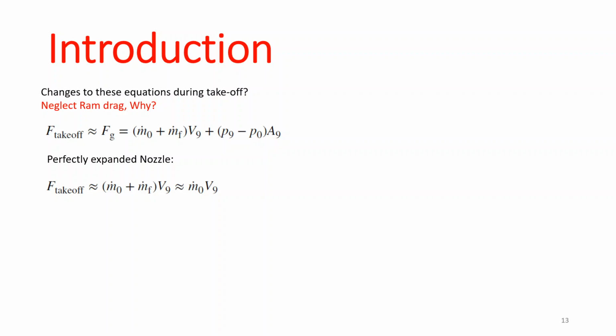And we already know that the fuel mass flow rate is much, much smaller than the air mass flow rate. So the most simplified way to calculate the takeoff thrust is by just finding the exit velocity and finding the air mass flow rate, right? And just multiplying it. If you have a perfectly expanded nozzle, of course. Okay, and based on this, you will be able to calculate the takeoff thrust.